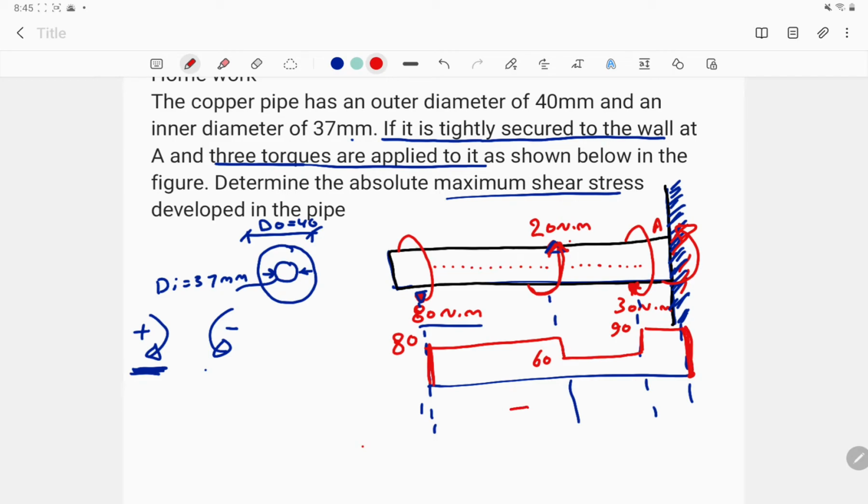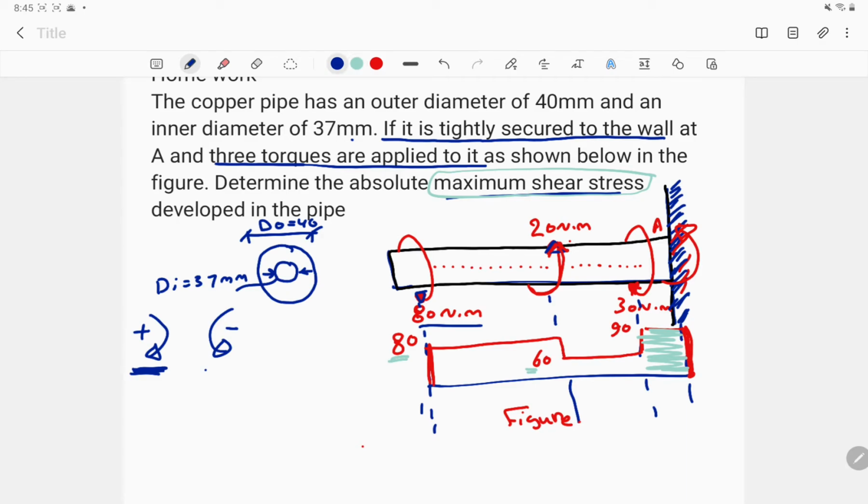Okay, from this figure, what can we see? The maximum torque applied on the pipe is going to be 90. So you cannot use 80 or 60. It has to be 90. Why? Because we need the maximum shear stress, and of course maximum shear stress occurs with maximum torque.